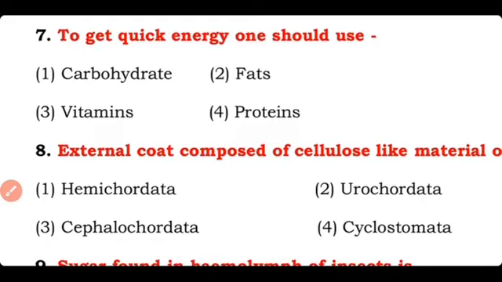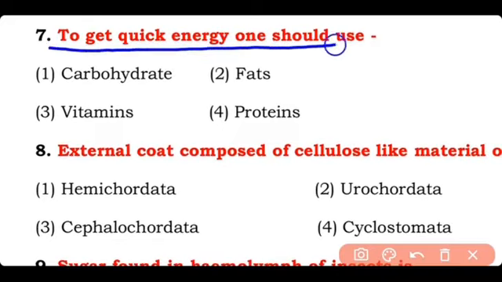Question number 7. To get quick energy, one should use carbohydrate, fats, vitamins, protein. So correct answer is option A. Carbohydrates are the quick source of energy.